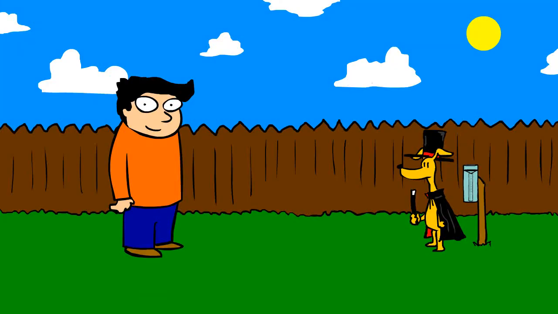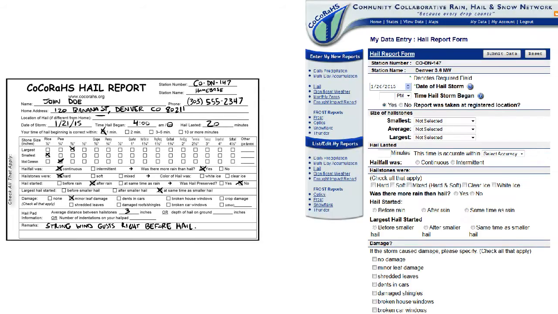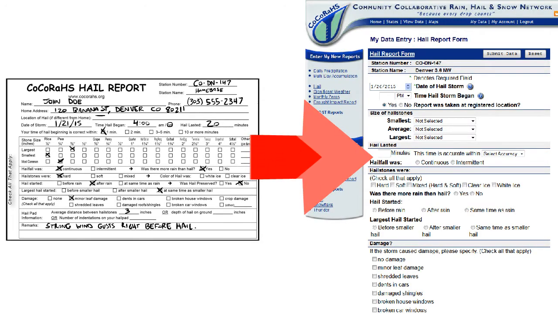Most people don't have a hail pad deployed, but having one is certainly a bonus. So don't worry if you don't have a hail pad, you can still submit a hail report, and the information will still be valuable. Once you've filled out your hail report card, you'll want to enter the data on the website in the hail report form.